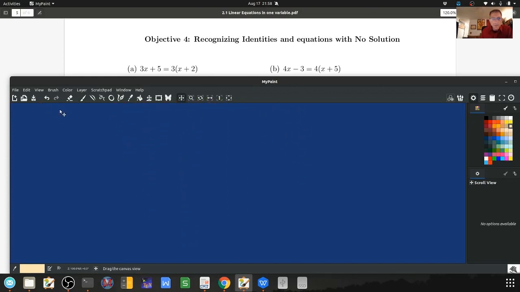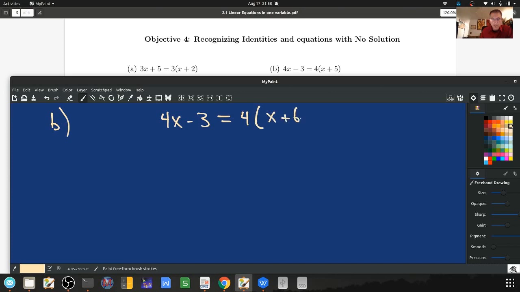Now let's do number 4. Let's do number B. I'm going to change that. I want to change the numbers there. I don't know if I had a typo in the original, or this is exactly what is given us in the textbook, but I don't like it, so I'm going to change it to x plus 6 instead of x plus 5, x plus 6. So let's go ahead and solve that. I'm not going to do anything to the left-hand side. I'm going to use distribution over here. 4 times x is 4x. 4 times plus 6 is plus 24.